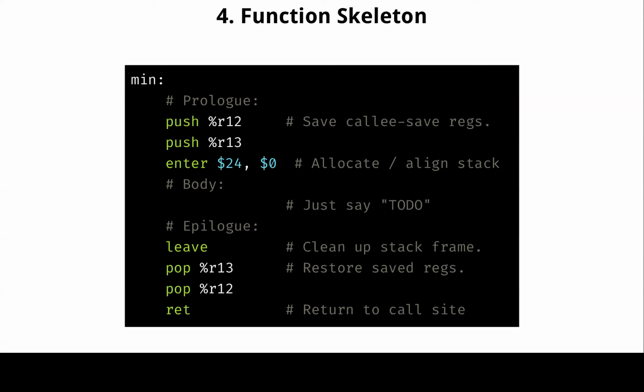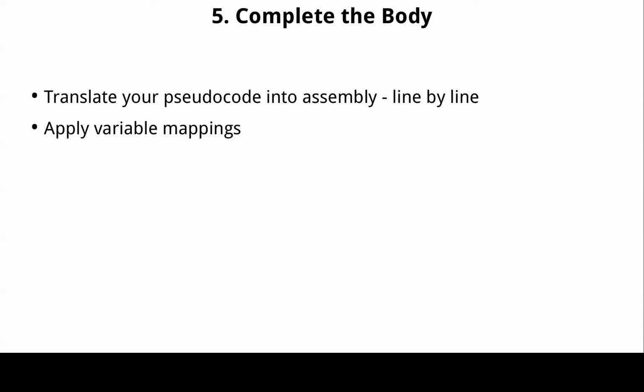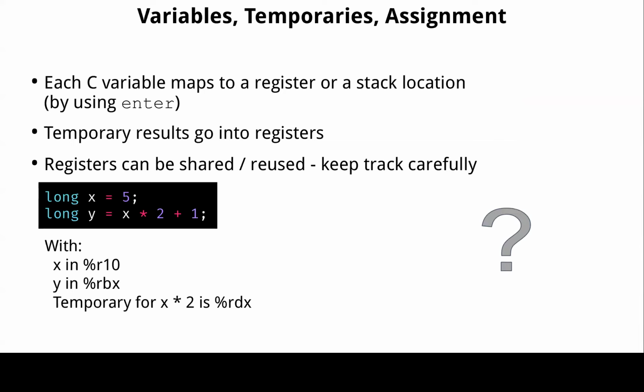So we want to use another register R13. So we push it, we pop it. Before that, after that, we have enter, we have leave, and this number here is to reserve space for local variables. Then we write the body there. Then we translate the body.